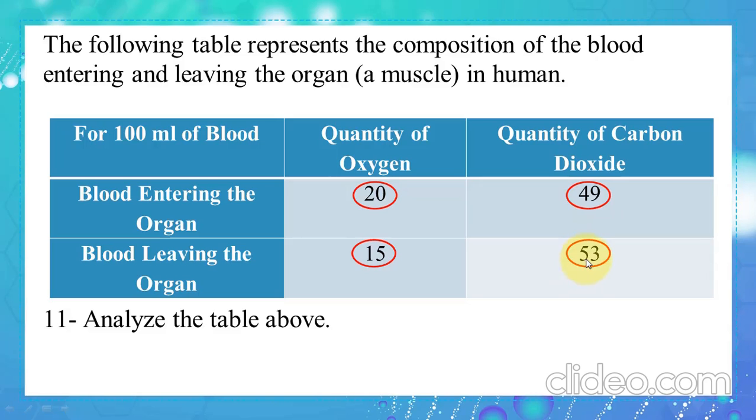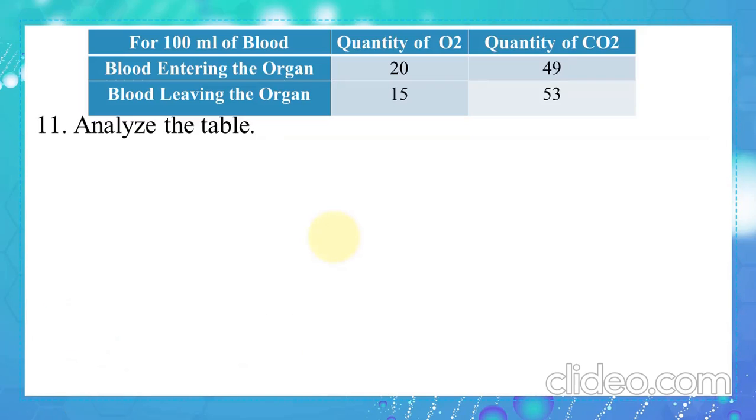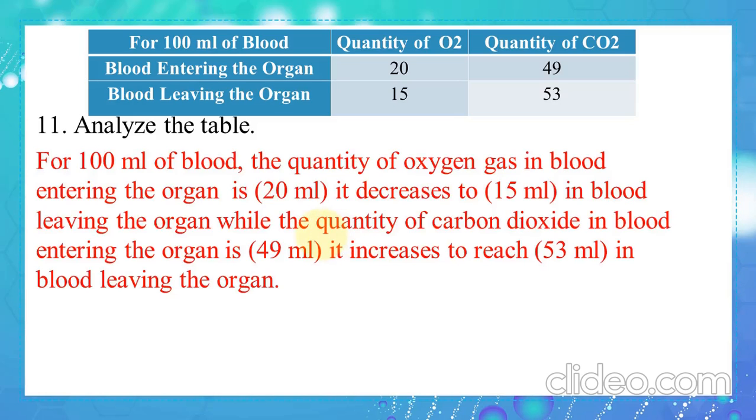So let's answer number 11. The answer of number 11: for 100 milliliters of blood, the quantity of oxygen gas in the blood entering the organ is 20 milliliters. It decreases to 15 milliliters in blood leaving the organ, while the quantity of carbon dioxide gas in the blood entering the organ is 49 milliliters. It increases to reach 53 milliliters in blood leaving the organ. So it's time to draw out a conclusion. What do we conclude?